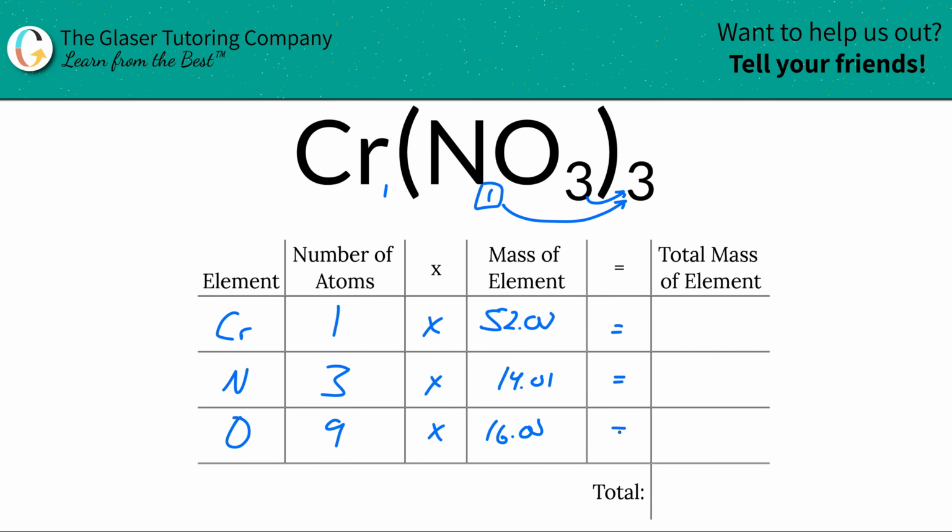All we got to do then to find the total mass of each element is simply multiply this row and across. So 1 times 52, hopefully I know what that is, right? 14.01 times 3, hopefully I also know what that is, so that's about 42.03. And then 9 times 16 will be approximately 144, all right? Same thing as like 12 times 12. I wonder why that works.